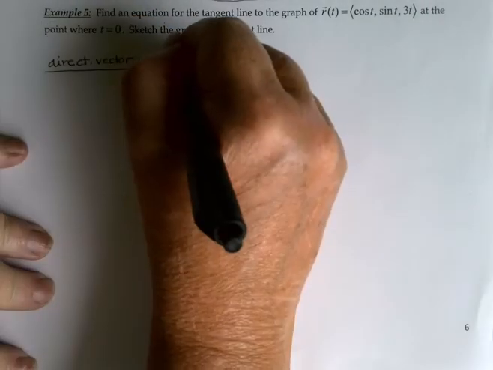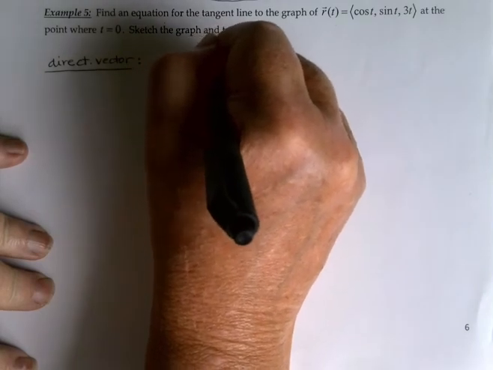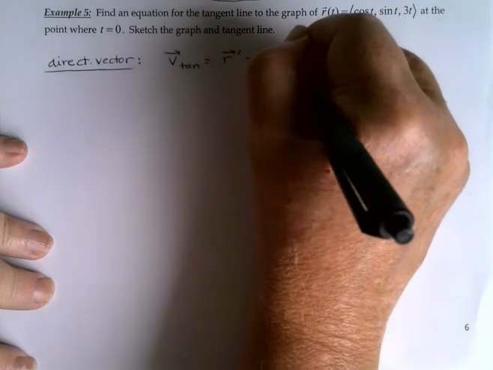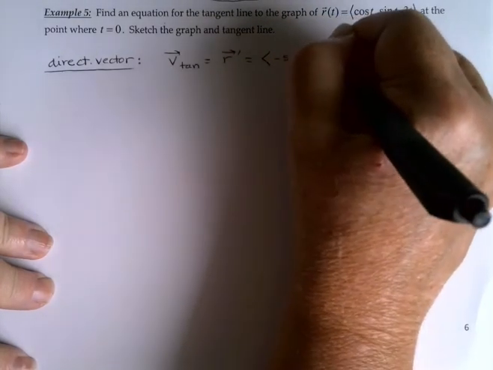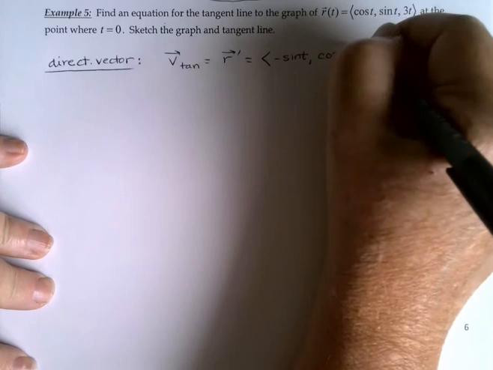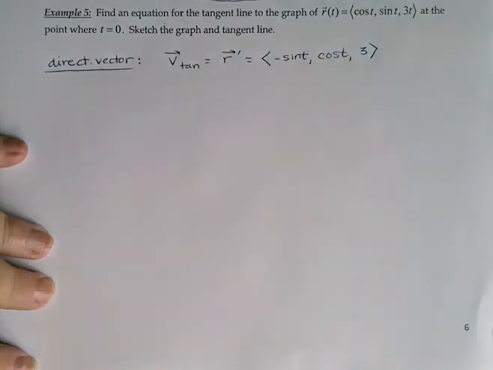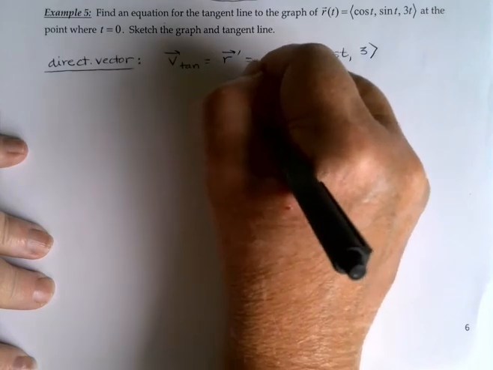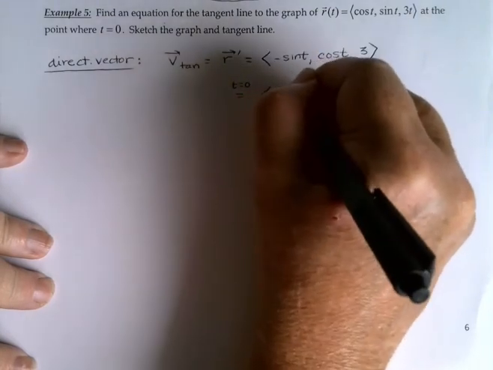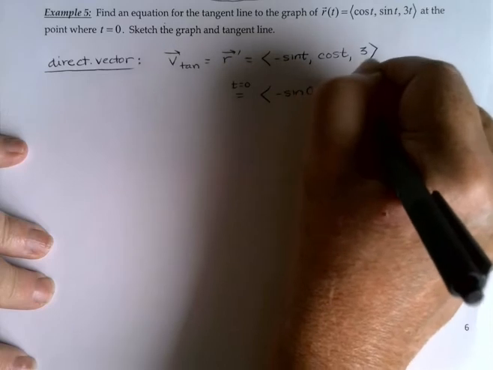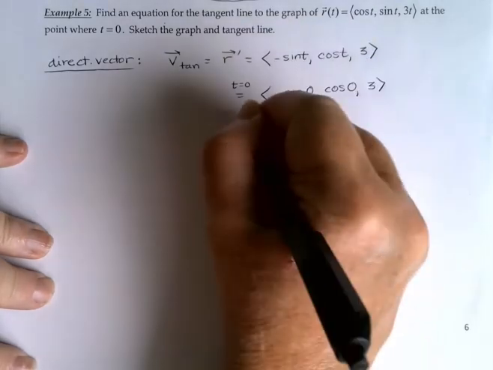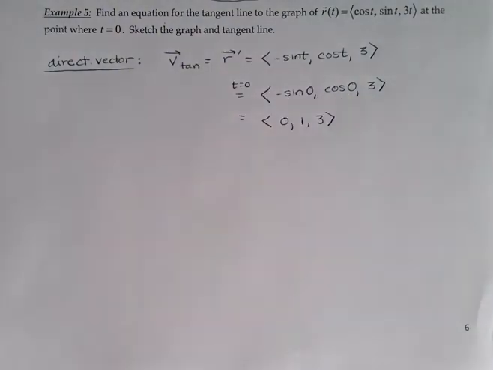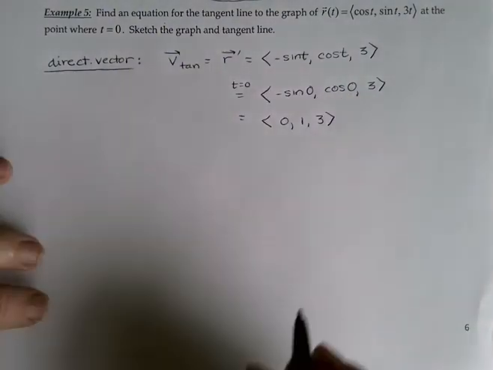The direction vector, the tangent vector, is always our derivative, which in this case would be negative sine t, cosine t, 3. And we're doing this at the point where t equals 0. So I'd have negative sine 0, cosine 0, 3, or 0, 1, 3. So there's my direction vector for the line I want.